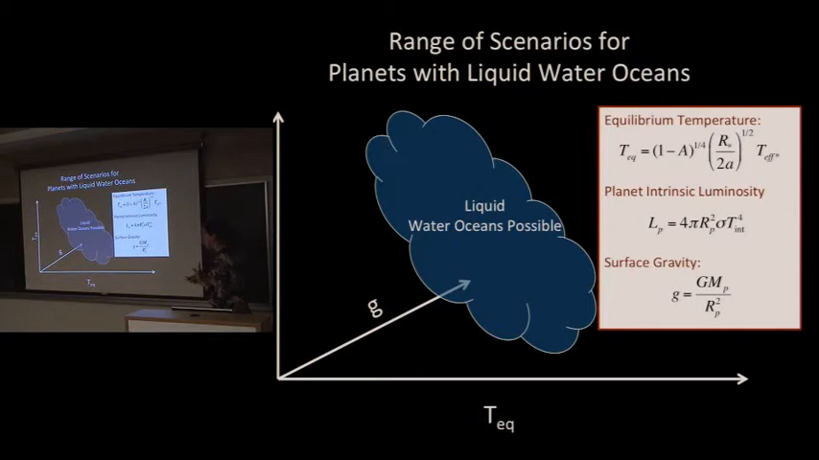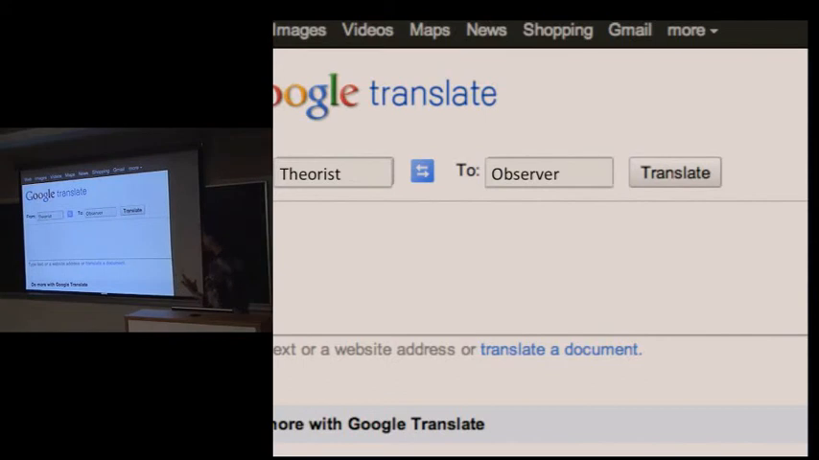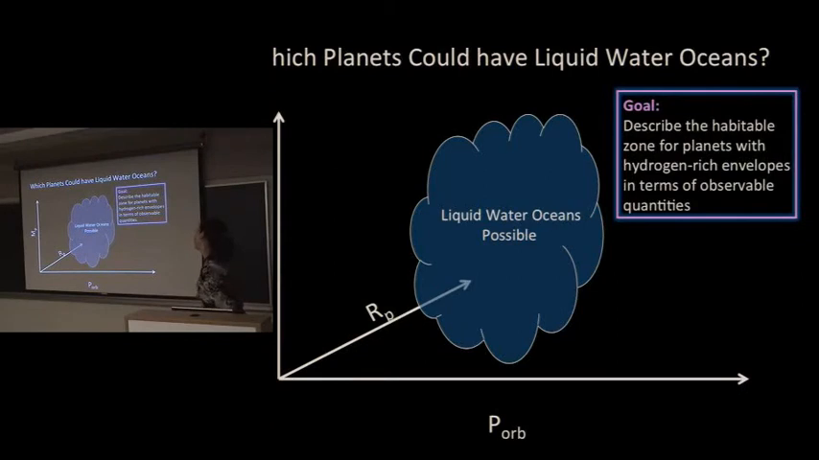are possible. But this wasn't what I was after, even though these are parameters that are convenient in my model. It wasn't my ultimate goal. I really wanted to give the observational context to my constraints on the liquid water ocean, and describe the parameter space in terms of planet mass, radius, and orbital period.